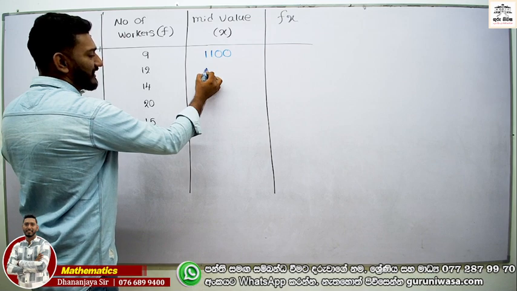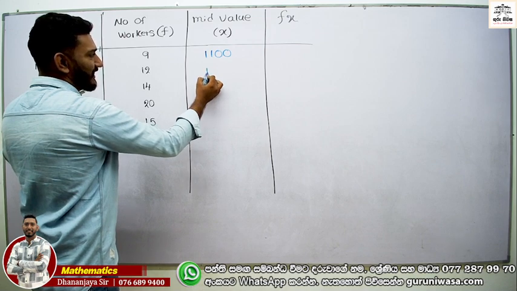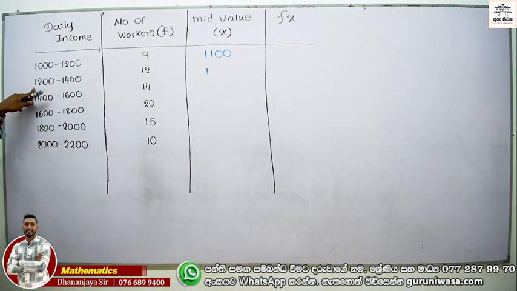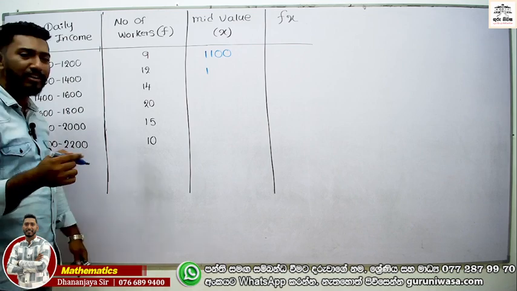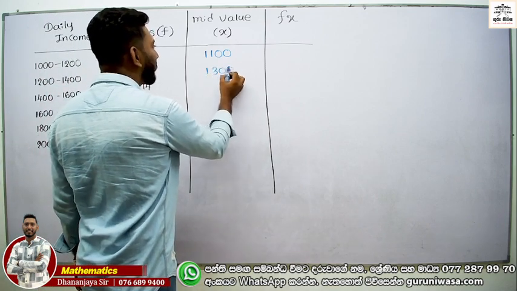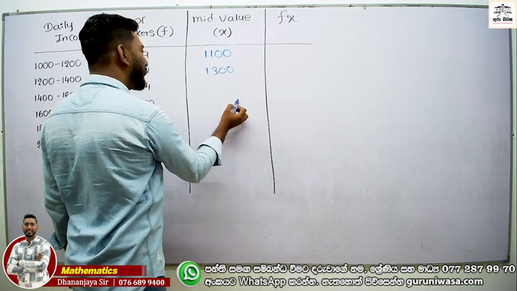What is the answer? 1200 plus 1400 is 2600, divided by 2. 1300. Now we have a pattern. It's by 200, by 200.